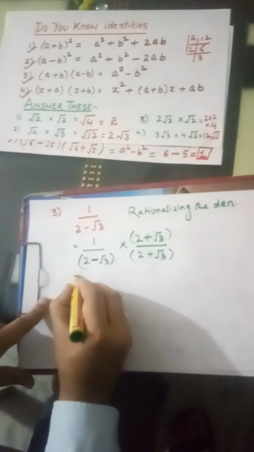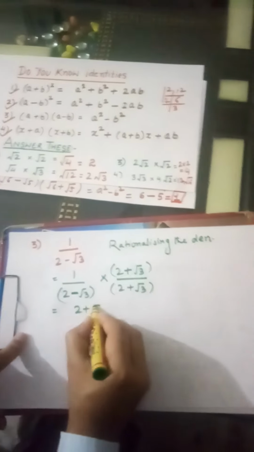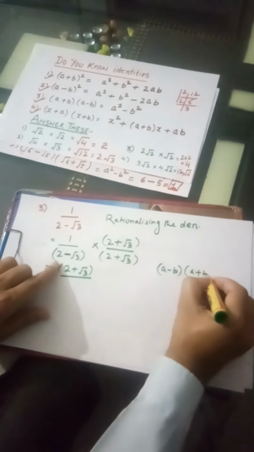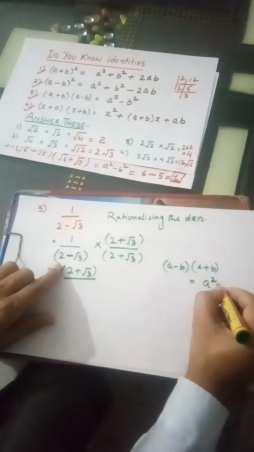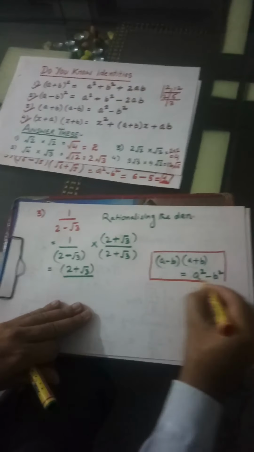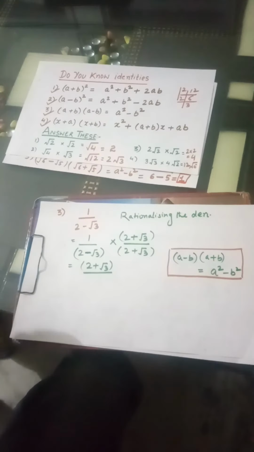So now, after this, if you multiply 2 plus under root 3 with 1, you'll get the same number. But in the denominator, can you see which identity can be applied here? A minus B into A plus B is equal to A square minus B square. This identity, I think you have done just before this topic. So utilizing this identity, what can we have? What is our A? A was 2, so it is 2 square, and B was root 3, so it is root 3 square.